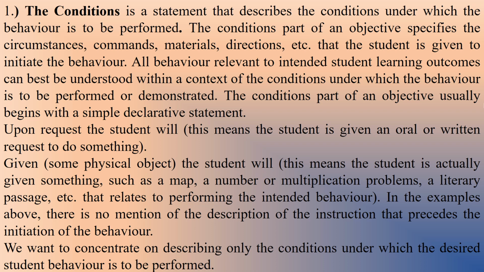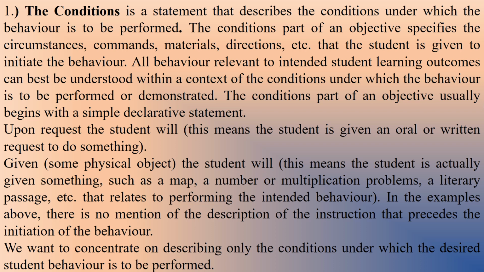The condition part of an objective usually begins with a simple declarative statement such as the following: Upon the request, the student will. This means the student is given an oral or written request to do something. Given some physical object, the student will. This means the student is actually given something, such as a map, a number or multiplication problem, a literary passage, etc., that relates to performing the intended behavior.